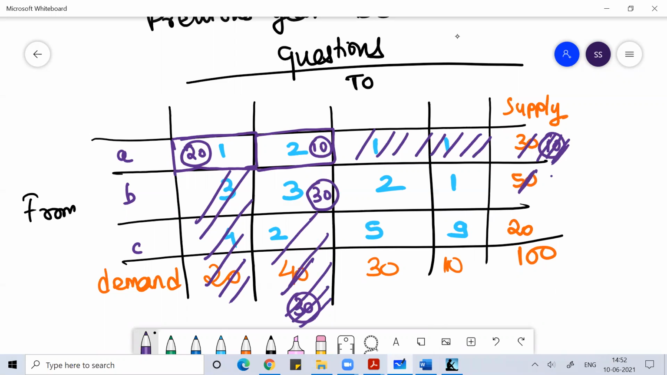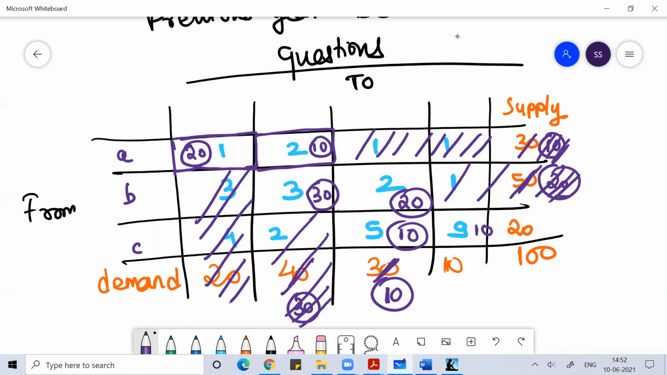So now this left is 20. Now if you see here, the next cell is 2. The supply is 20 and the demand is 30, so it will supply 20. This is done. This left is 10. Now with 10, what is the next cell? So 10 it will give to this, left is 10, and with 10 it will give to this.